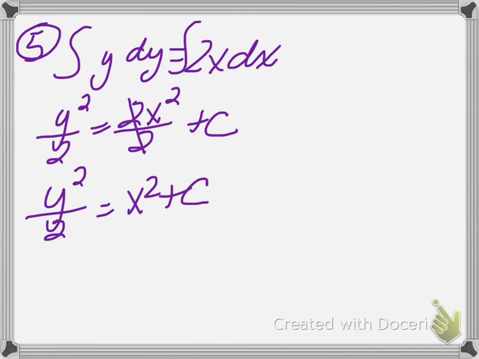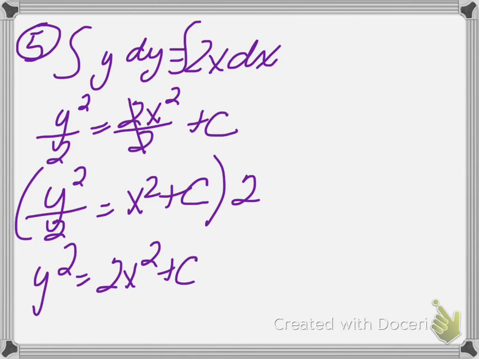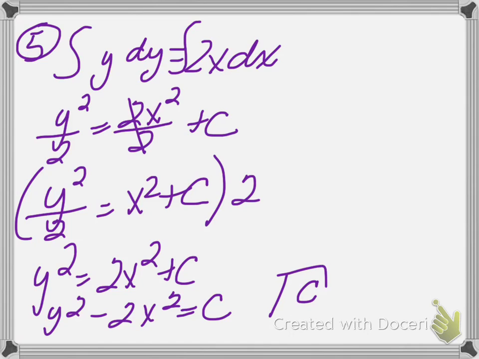Just like in the other problem, I'm going to multiply everything by 2 to get rid of that denominator. That will give me y squared equals 2x squared plus c. And we actually don't have to solve for c, and we know this because we were not given an initial condition. However, this doesn't look like any of the choices, but if you subtract 2x squared from both sides, you'll see that that is choice C, because choice C says y squared minus 2x squared equals 0, so therefore c must equal 0. Not that you're asked for that, but that's why that would make sense.